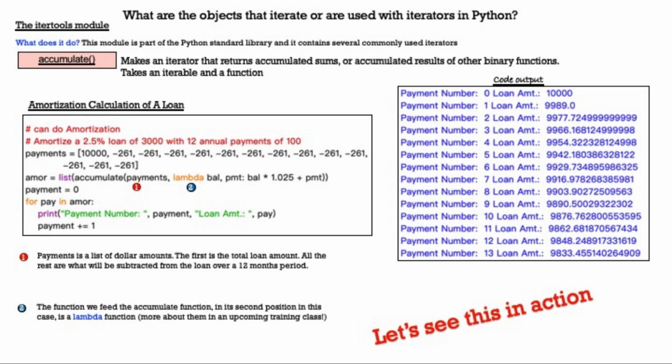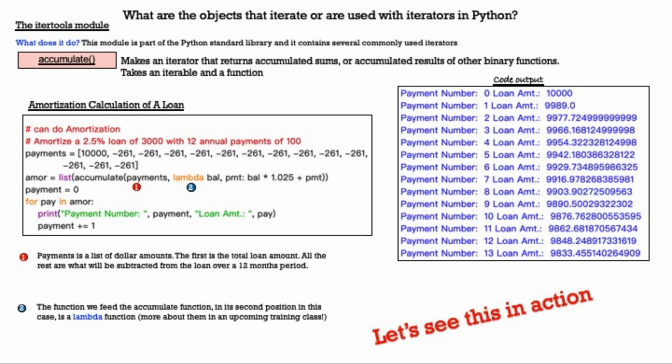Okay, and for the last one, we're still on accumulate. We're going to show you a more complex example, and then we're going to see it in action in IDLE so we can actually see how the code traverses. So we're going to create an amortization calculator. The loan principal is $10,000 at 2.5%, and the payment every month is $261. So we have amor equals list accumulate, our accumulate method. We feed it payments, that list, and then we feed it a lambda. We haven't gone over lambdas, but we will get to that for sure.